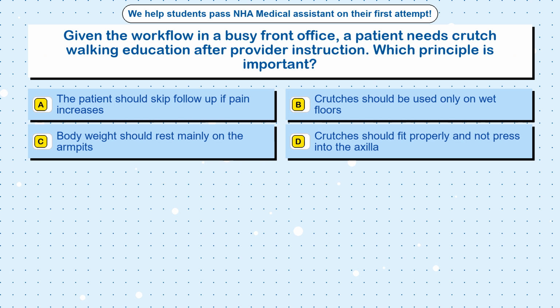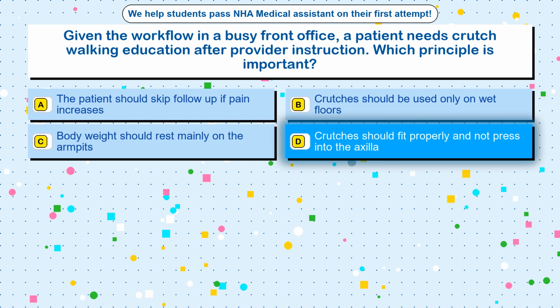Question 81. Given the workflow in a busy front office, a patient needs crutch walking education after provider instruction. Which principle is important? Option A, the patient should skip follow-up if pain increases. Option B, crutches should be used only on wet floors. Option C, body weight should rest mainly on the armpits. Option D, crutches should fit properly and not press into the axilla.